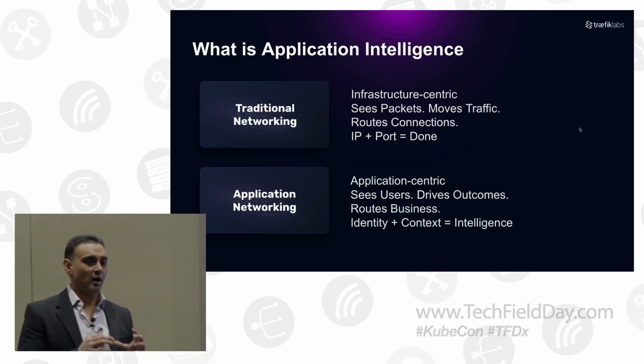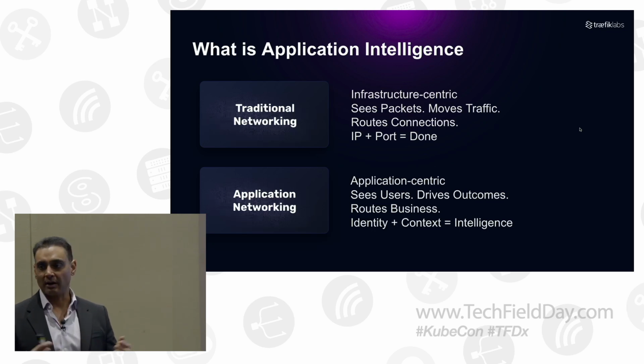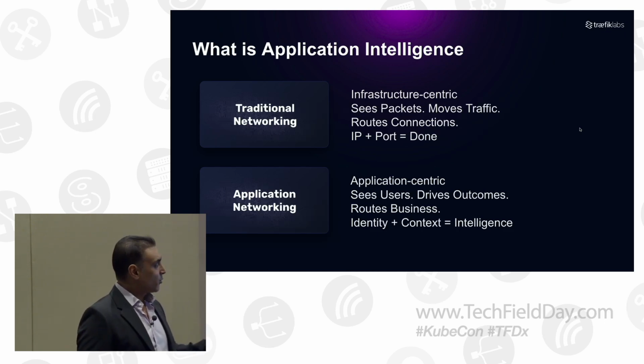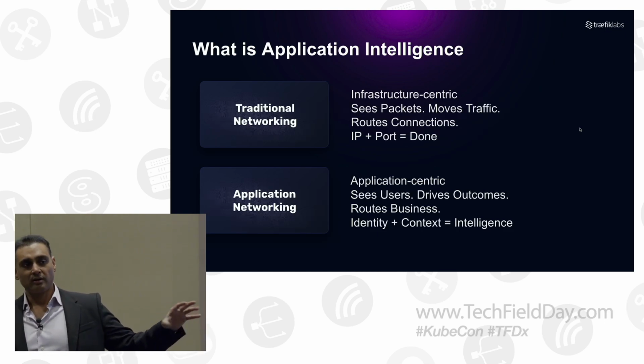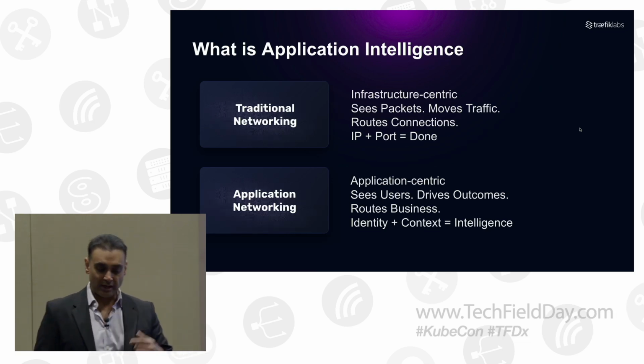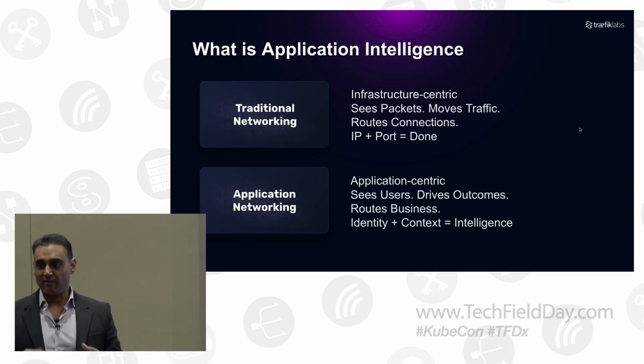You are really optimizing for moving packets around from point A to point B, and you're just routing connections, right? So the two pieces of intelligence that go in are the IP address and port, and maybe you can throw DNS in here as well. Whereas application networking looks at it from the application perspective. It's application-centric. It understands the users, and it's driving an outcome for the user.